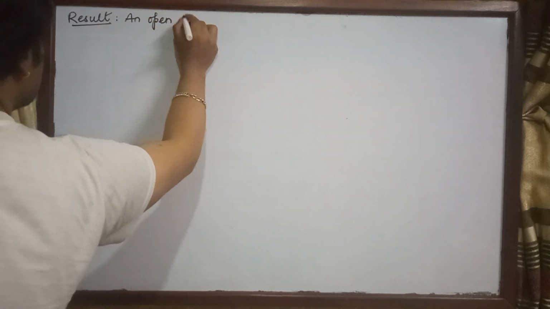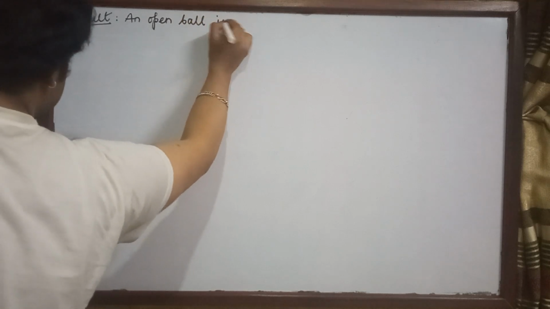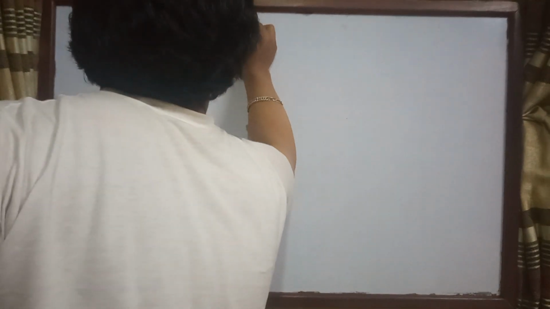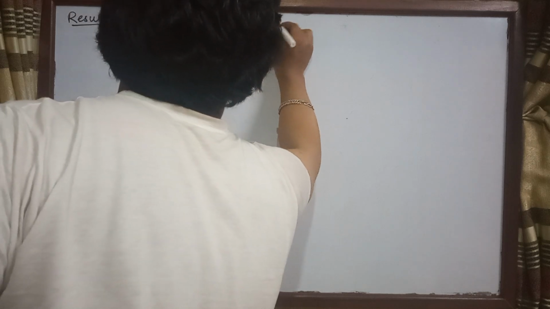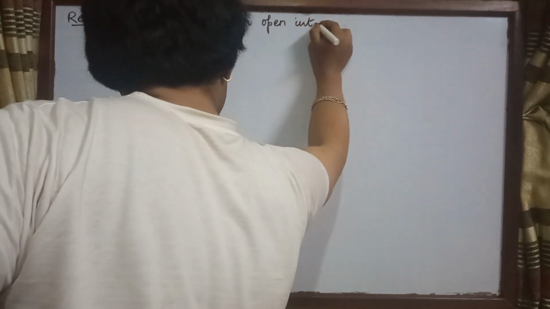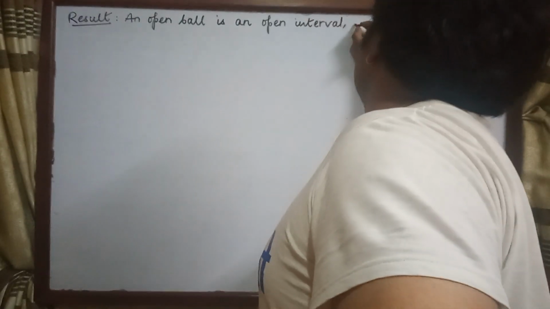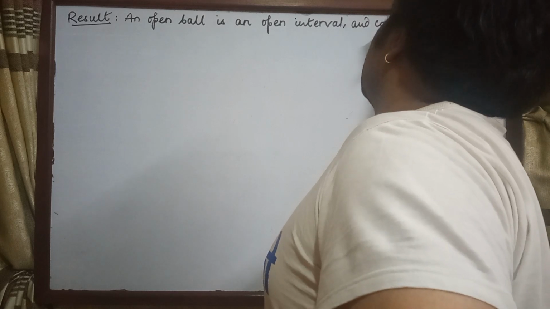Again, another result. You can call it theorems if you want, or lemma if you want, but I'm just going to call it result. Another result is that an open ball is an open interval, and conversely.